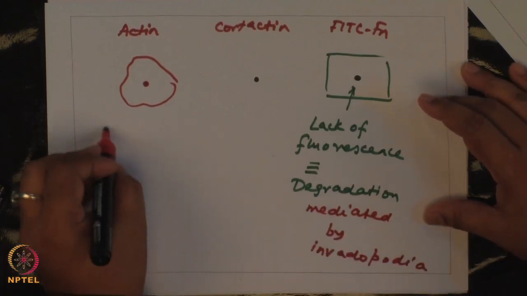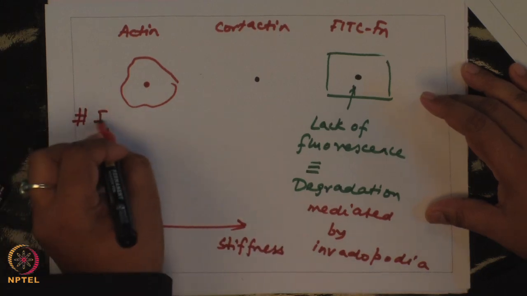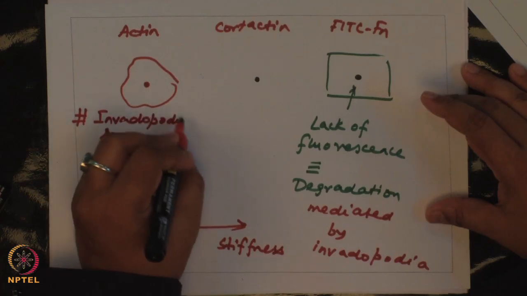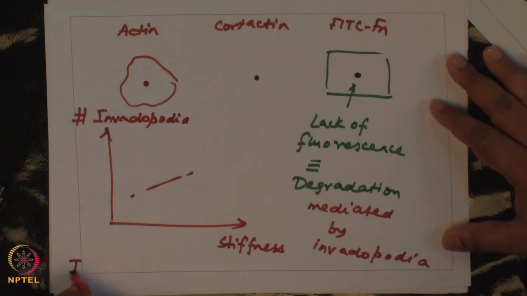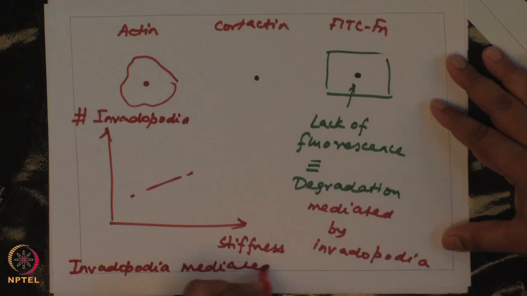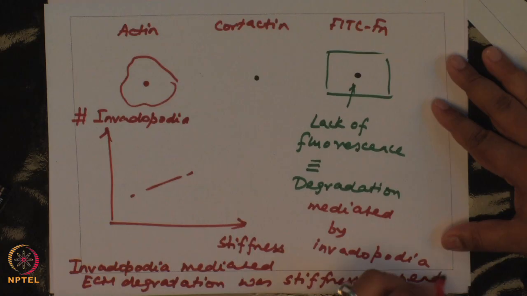So, what she showed was that as you increase stiffness, the number of invadopodia or the degradation scales with stiffness. Okay. So, invadopodia mediated degradation was stiffness dependent. Okay. So, this study suggested that an increase in stiffness might be leading to this phenotype.